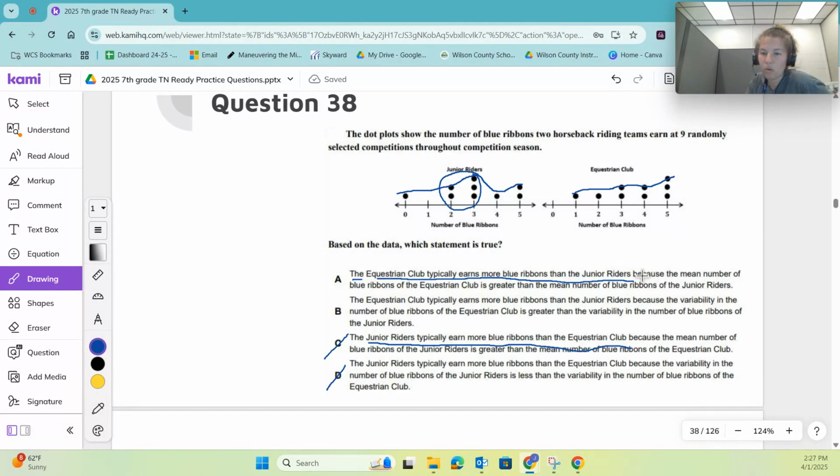Then we have to decide why. Because the mean number of blue ribbons of the equestrian club is greater than the mean of the junior riders, or because the variability in the number. Now, mean is average, variability is range. So mean is going to be what we're going to look for because this is a measure of center. So A is going to be our correct answer here. Because there are more in the upper end, that means our mean is going to be higher for equestrian. So A is that correct answer.